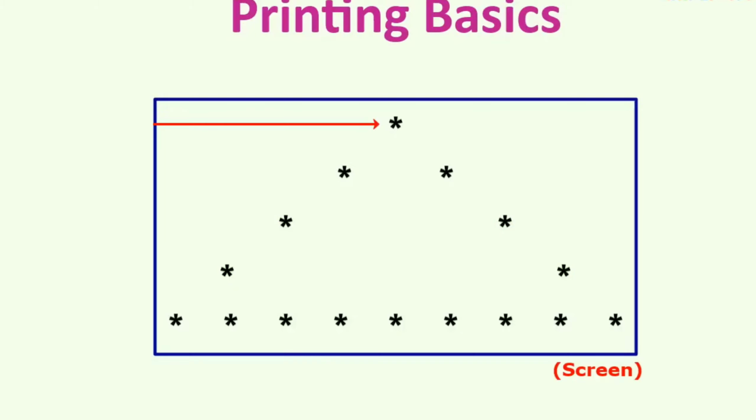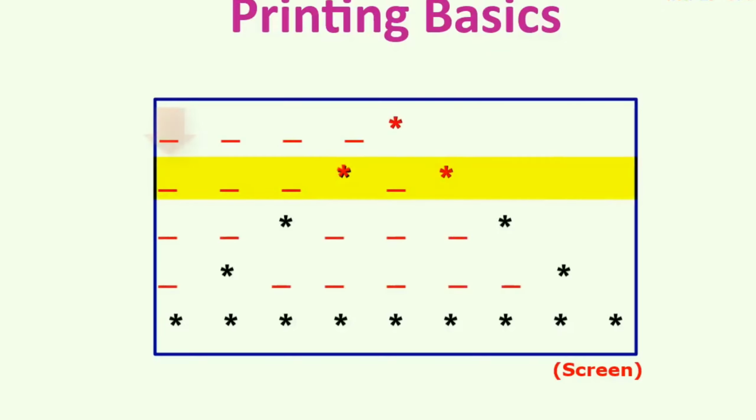If your star is printed away from the left side of the screen, or if there is space in between the stars like in this hollow hill pattern here, then you do not jump and print. This is actually done by printing spaces. So in this line there are some spaces, then one star, then again spaces, and then again one star.